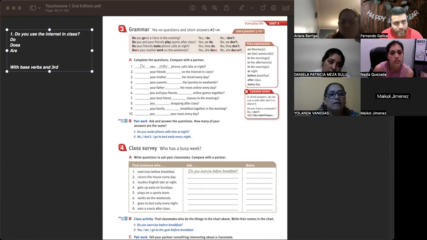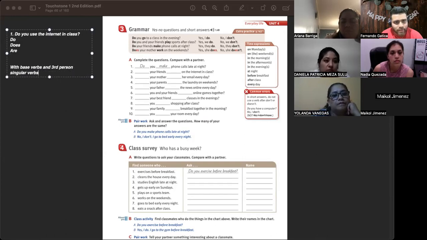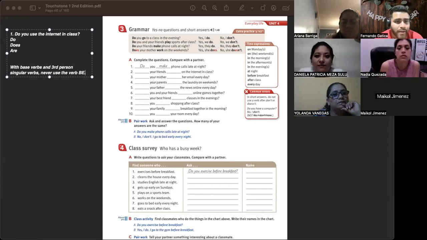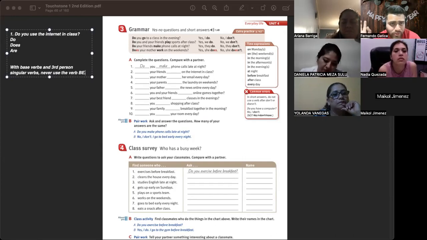So look, with base verbs and third person singular verbs, never use the verb be. Con los verbos en su forma base y verbos en tercera persona singular, nunca se usa el verbo be. Nunca. Sí se puede usar el verbo be con otros verbos, pero no verbos en su forma base y no verbos en tercera persona singular.